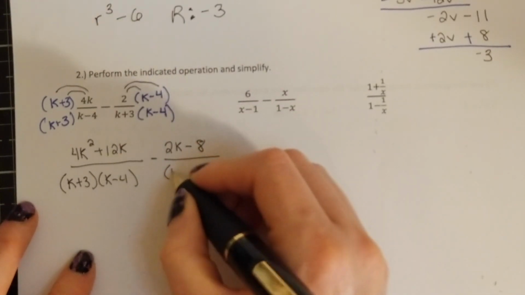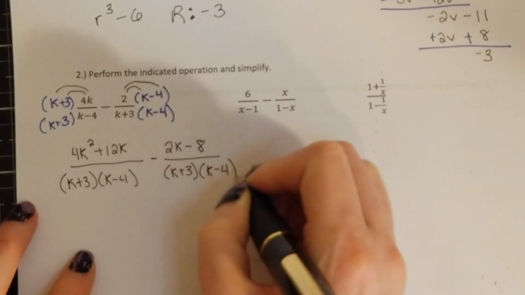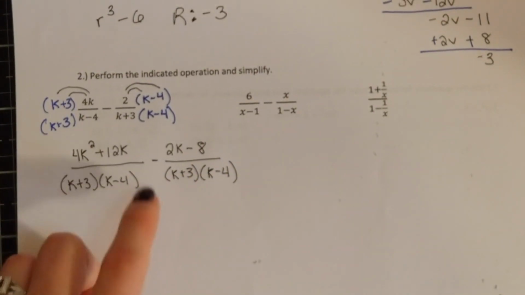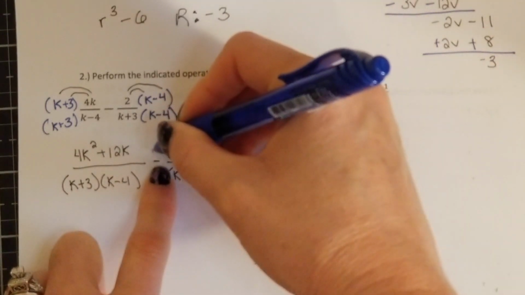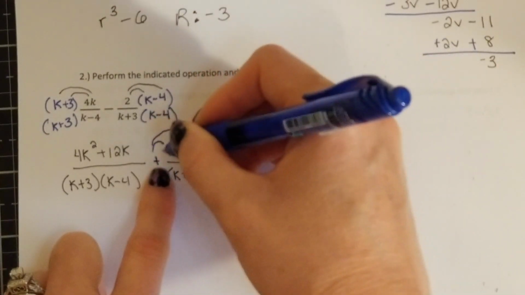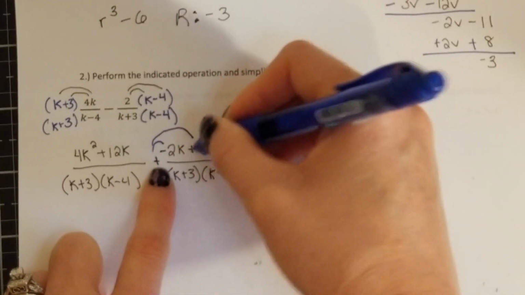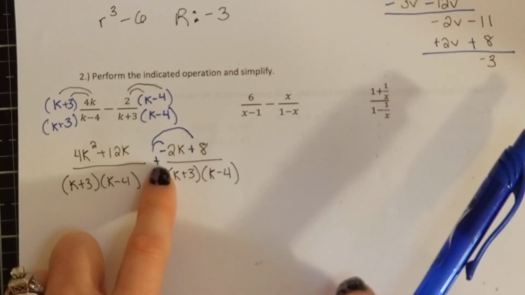And then we have our k plus 3, k minus 4. Now the next thing you want to do is get rid of the minus sign right here in the middle. So I'm going to distribute it to both of these guys here and here. So I'll make the 2 a negative and that a plus. And then we'll combine like terms on the top.